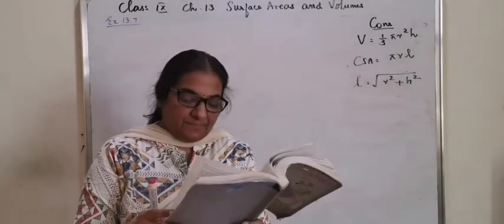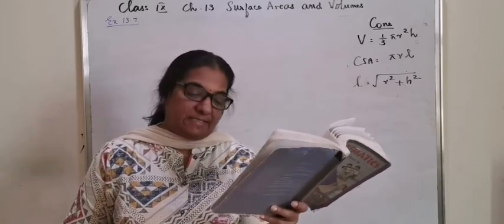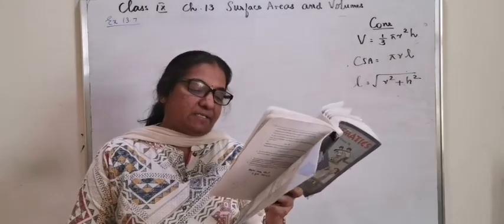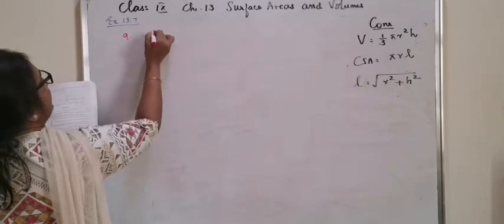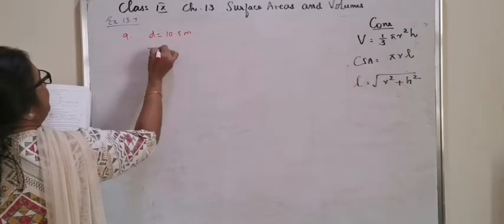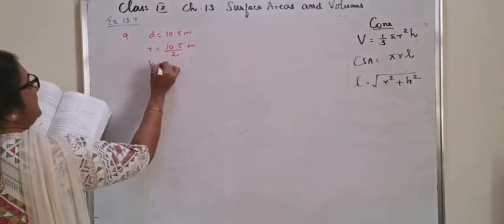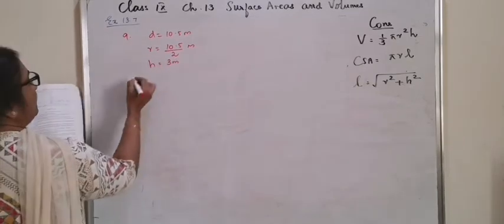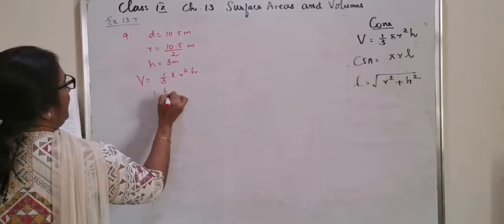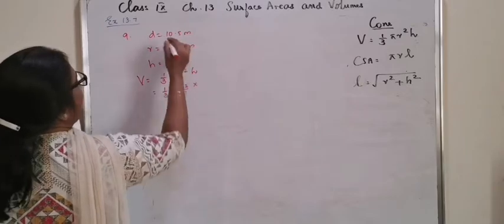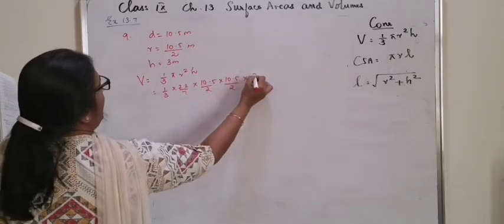Last question in this exercise. A heap of wheat is in the form of a cone whose diameter is 10.5 meter and height is 3 meter. Find its volume. Question number 9. Diameter is 10.5 meter. Therefore, radius is equal to 10.5 by 2 meter and the height is 3 meter. Find the volume of the wheat. Volume is equal to 1 by 3 pi r square h, 1 by 3 into 22 by 7, the radius is 10.5 by 2 into 10.5 by 2, into height 3.